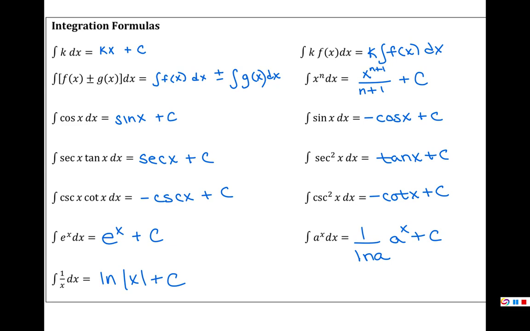This might be a good time to pause the video and make sure you have all of these formulas written down in your notes. When you move on to Calc 2, it's going to be expected that you have all of these ones memorized. So it's a good thing to get down in your notes.